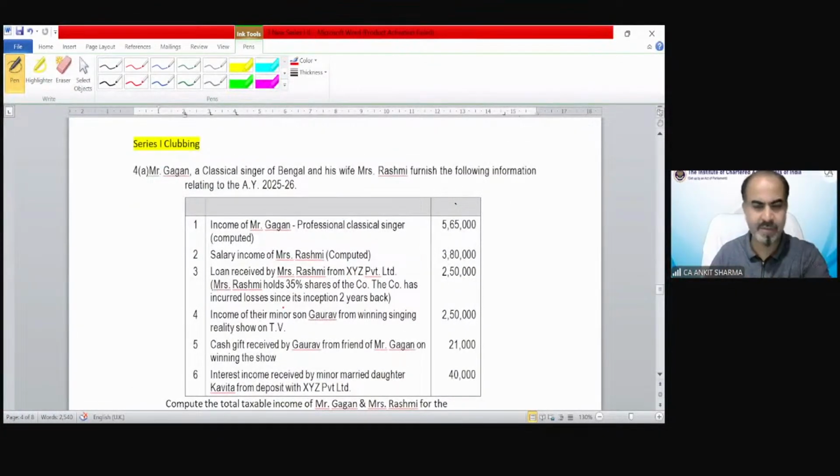Clubbing provision we have already discussed, and it's a very interesting question. In case of clubbing, the majority thing is 2 or 3 conditions you have to remember. First one, if there is transfer of income only and there is no transfer of asset, always clubbing. Clear? Second point, if there is a revocable transfer of asset or income, there would be clubbing.